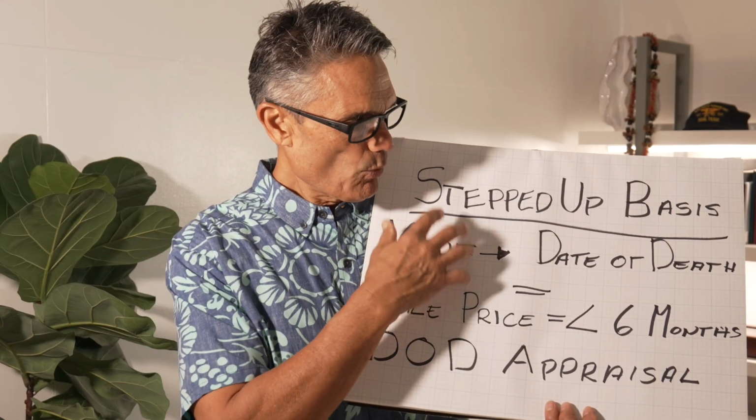It's important to understand that stepped up basis is one of the few ways that you can beat the government out of taxes because of the rules. I'm not saying you shouldn't pay taxes, but it allows you to follow the rules and theoretically have that $1 million tax free.